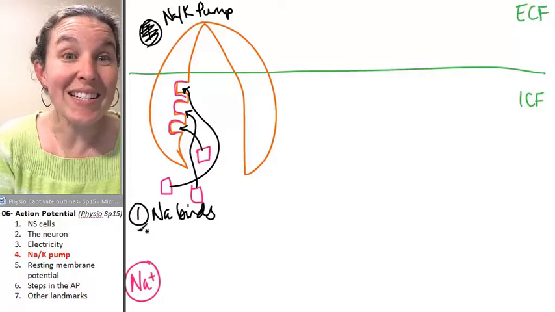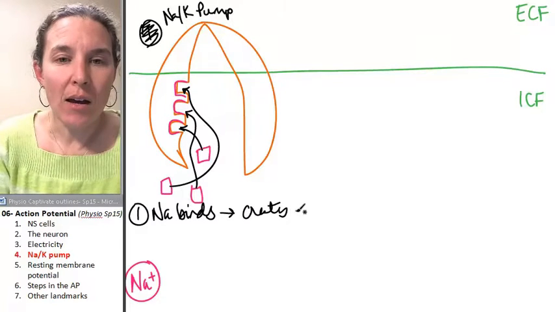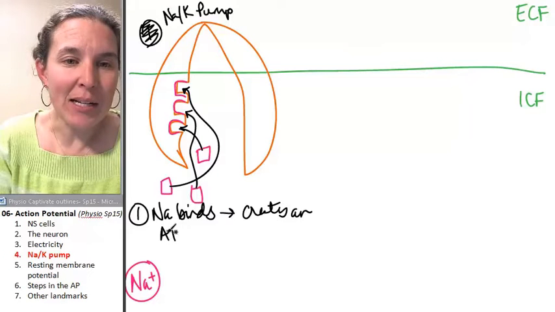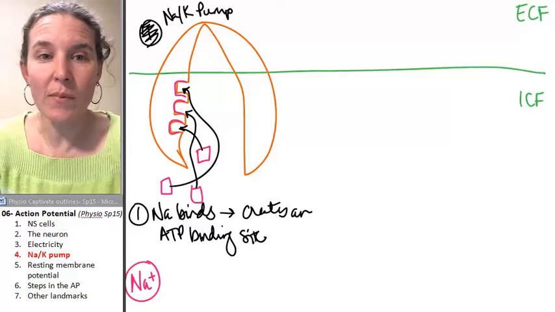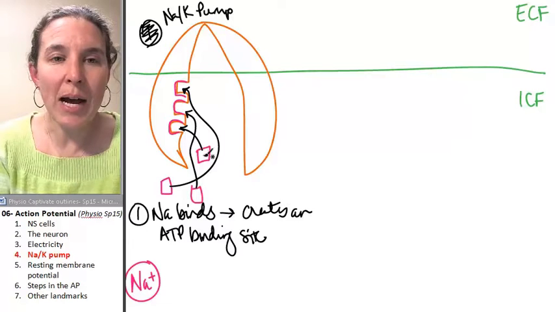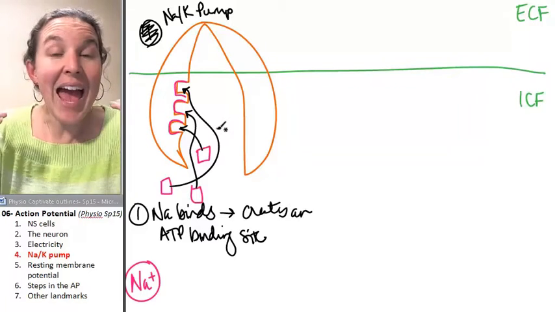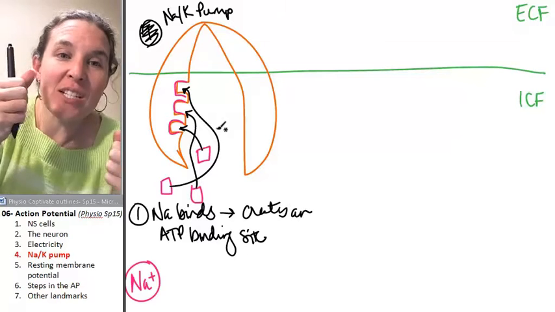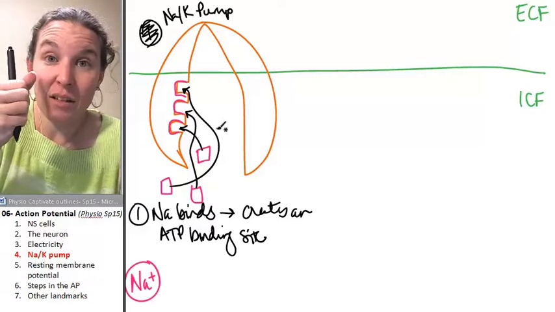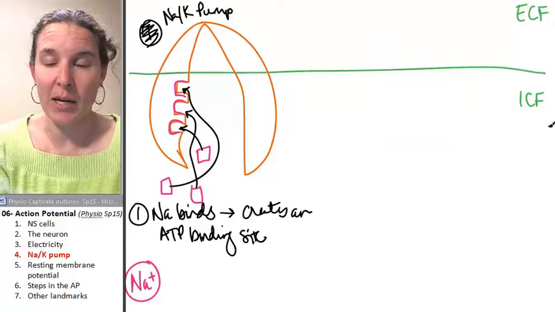Now, when sodium binds, this creates an ATP binding site. Take a deep breath and go with me on this. Here's a pump. Here are some ions that bind to the pump. The pump is a protein. And then the act of 3 sodiums binding changes its shape slightly. This is only going to happen if 3 sodium ions bind.